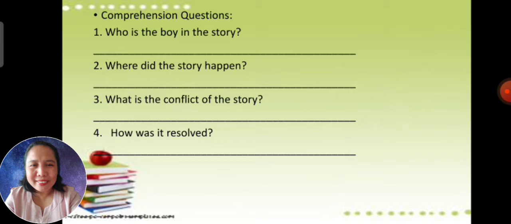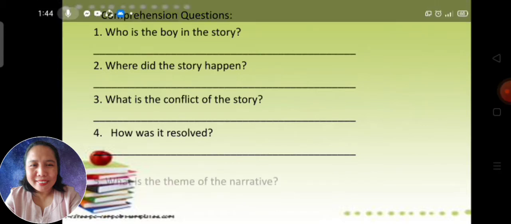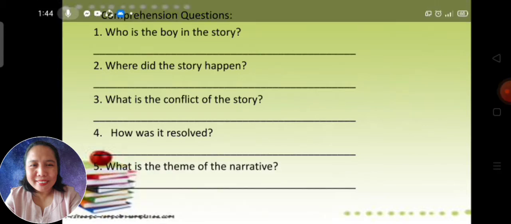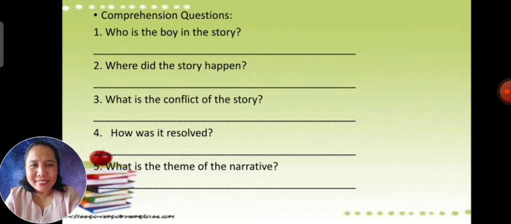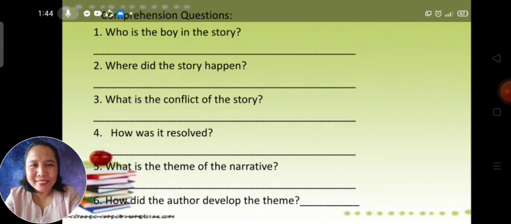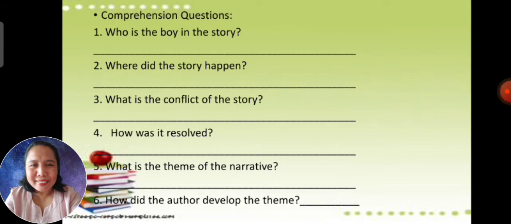Then, can you answer that one, Johnbert? Okay, then the fifth question, what is the theme of the narrative? James Inad, make sure that you have to answer that question. Sixth, how did the author develop the theme? Can you answer it, Franz Azrael?